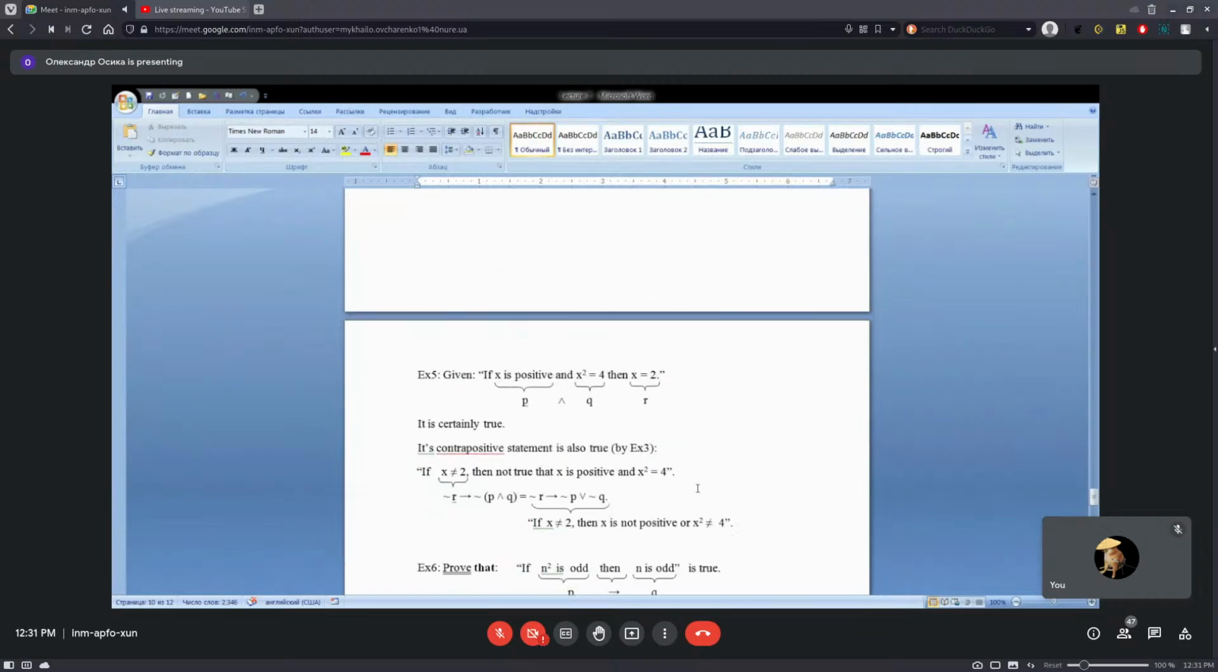Okay. Another example, something like this. Given, if x is positive and x squared is equal to 4, then x is equal to 2. Well, it is certainly true. We have no doubt about it. We studied it at school.